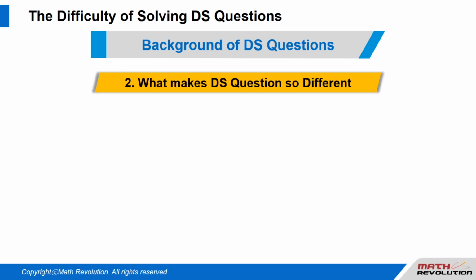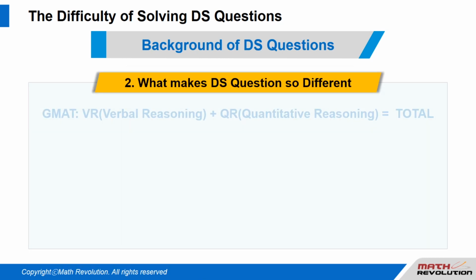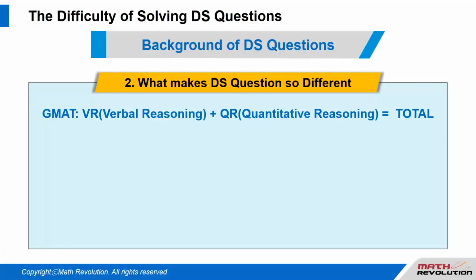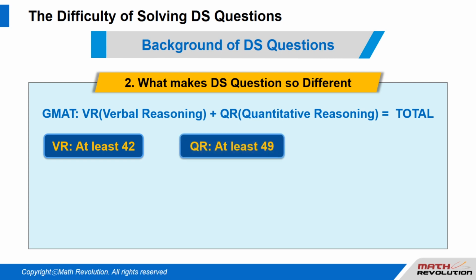2. What makes DS questions so different? A GMAT score report shows both VR, verbal reasoning, and QR, quantitative reasoning scores. The perfect scores for these two sections are VR, at least 42, QR, at least 49, and total, at least 760.